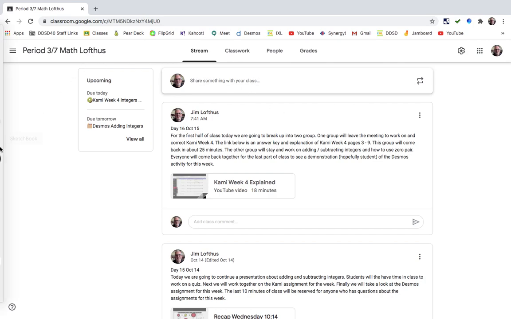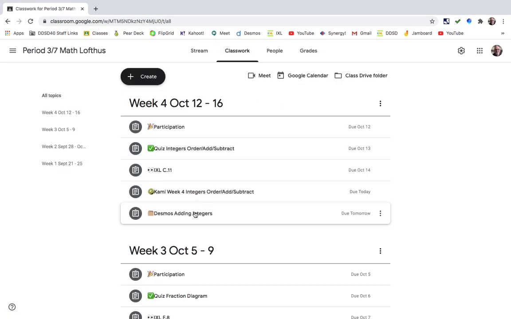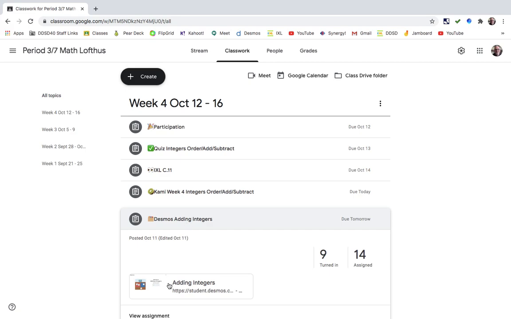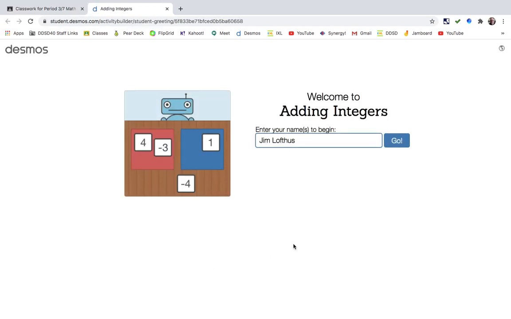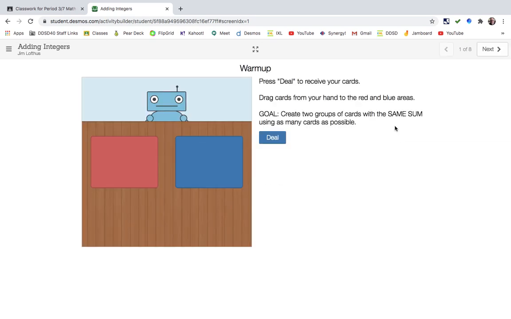And then we spent the last 15 minutes of class going to classwork, going to Desmos, and this is a game. So I'll demonstrate the game for you. Let me log in. And card 1, you just hit deal. And there's a robot here that's going to check to see that you're doing this correctly.